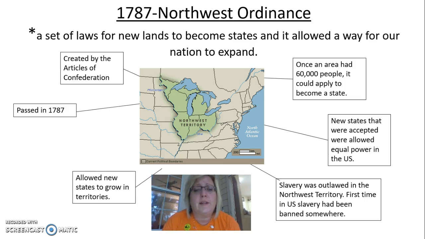Now, once people had lived in an area, had 60,000 people, and had written a constitution, they could apply to become a state. And when they became a state, they became equal to all the other states. It didn't matter how old you were as a state. And one other unique feature about the Northwest Ordinance is that it outlawed slavery. This was the first time in the United States' short history that there was a ban on slavery. And if you notice, this is also north of the Ohio River, and of course, slavery wasn't used much in the north, so there wasn't a big problem with passing that through.